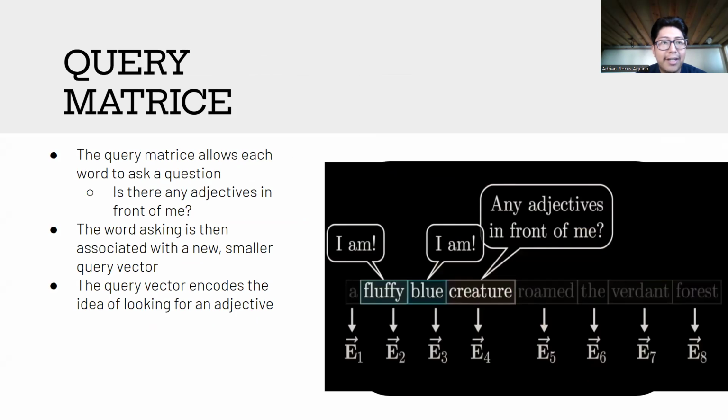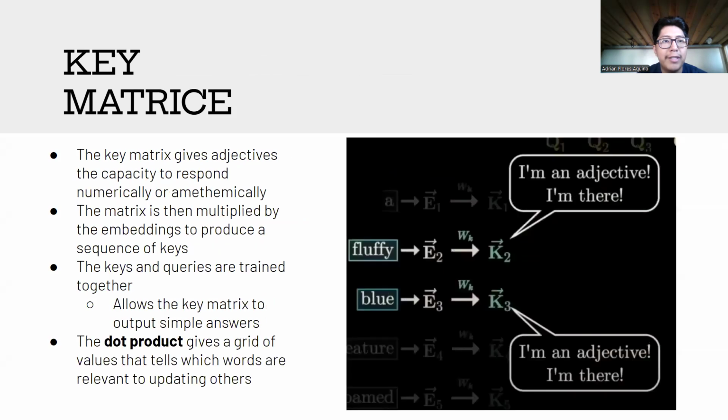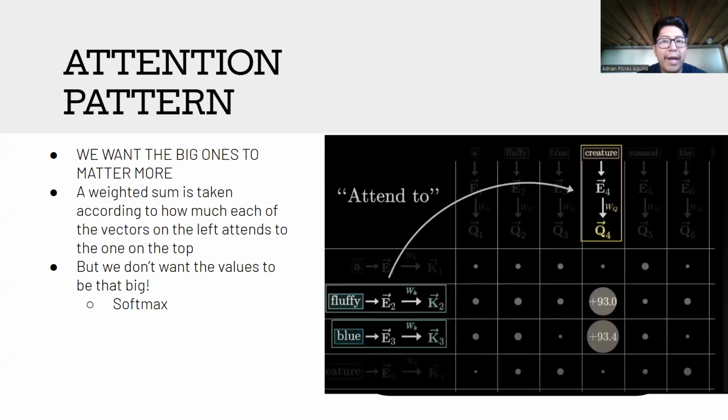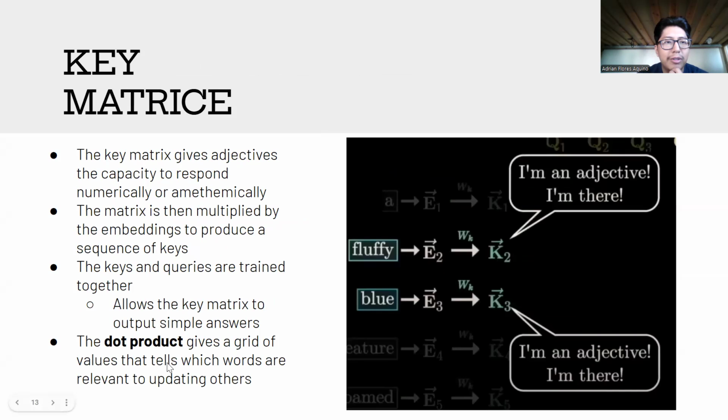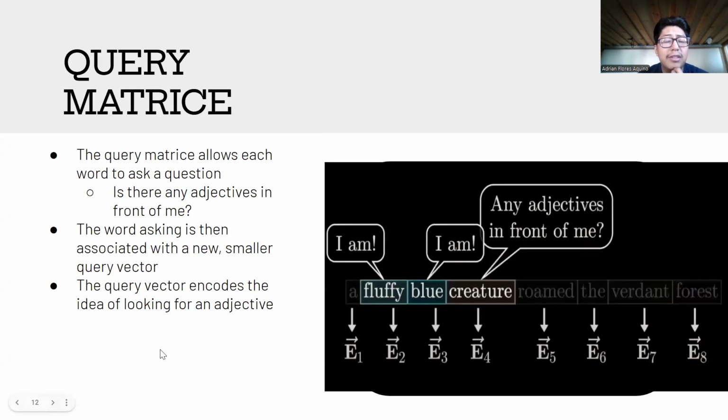So let's talk about the query matrix. There are actually three types of matrices that you have to keep in mind. So it's the query matrix, the key matrix, and the dot product, which is, I believe, the final matrix. So for the query matrix, it allows each word to ask a question. So kind of like in the first section that I was talking about, the previous words are able to ask questions. Like it says right here, the query matrix allows each word to ask a question. Like for example, are there any adjectives in front of me, right? So that pretty much changes the actual value of the word.